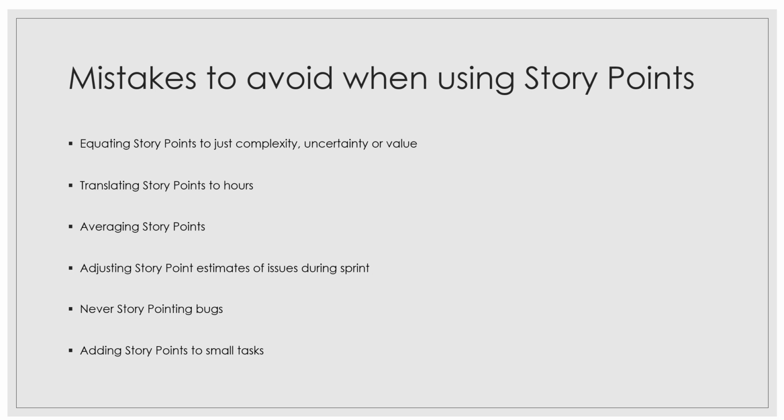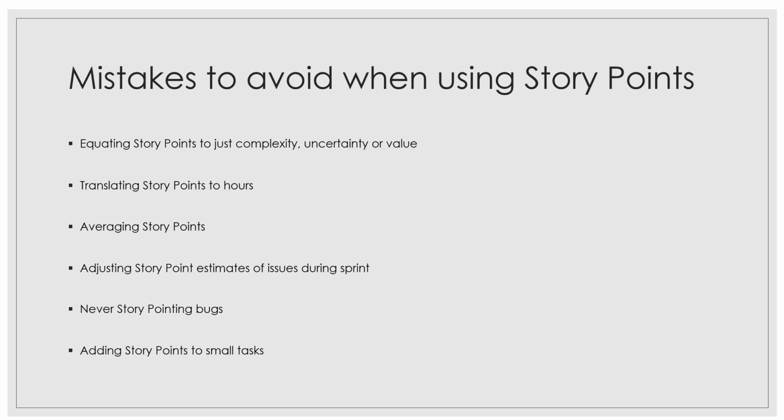So never ever story point the bugs, because if you are estimating the bugs, then probably the original story that you estimated as 5, and then you estimated this bug as 3, for example, you are again providing a false sense of accuracy here. So never ever do that.